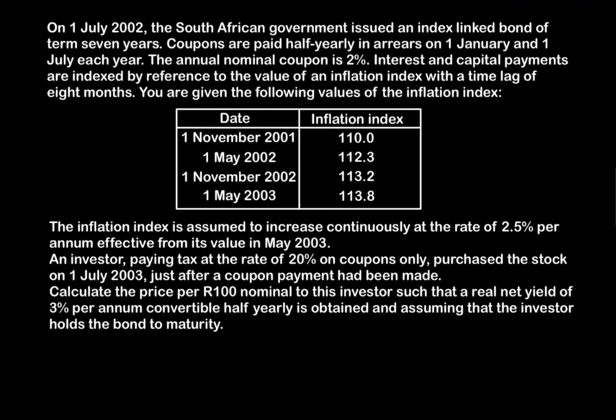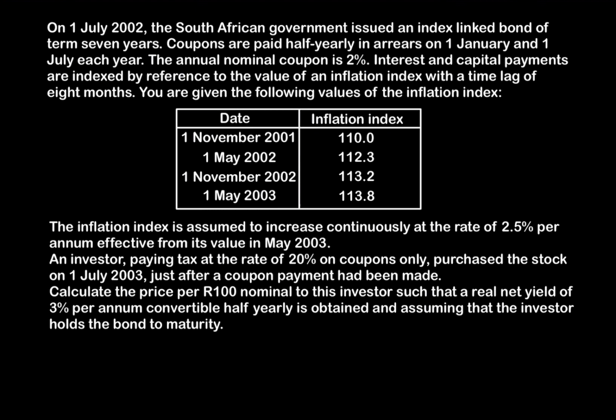All right, so in this question, it says on the 1st of July 2002, the South African government issued an index-linked bond of term 7 years. Coupons are paid half-yearly in arrears on the 1st of January and the 1st of July each year. The annual nominal coupon is 2%. Interest and capital payments are indexed by reference to the value of an inflation index with a time lag of 8 months. You are given the following values of the inflation index.